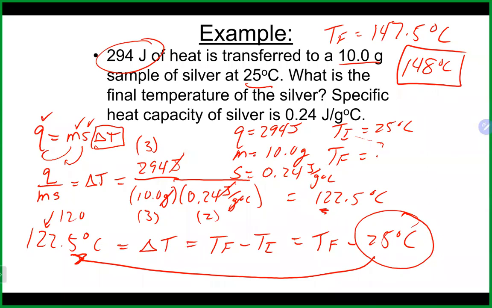This also does make sense, right? Our Q value here is positive, which means it is endothermic, which means we expect it to absorb energy. And because it's absorbing energy, we would expect the temperature to go up, right? So we started at 25, it went up to 148. If you did this and it went down, it shouldn't make sense to you because the energy value there again is positive. So it should be absorbing the energy. Any questions on that there? Okay.